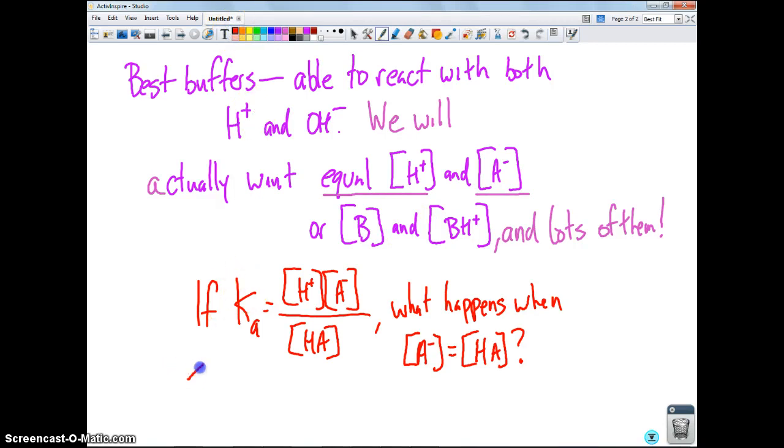What will happen if I have a Ka value, which we know for a specific acid? Ka is the concentration of the hydronium times the conjugate base divided by HA. That's the products over the reactants. What will happen, mathematically speaking, if the A minus is equal to the HA? Like we said, if we have equal quantities of both of these things, what's going to happen? The A minus and the HA are going to cancel, and thus Ka is going to be equal to the concentration of the H plus.